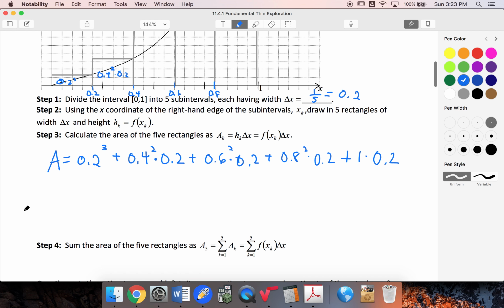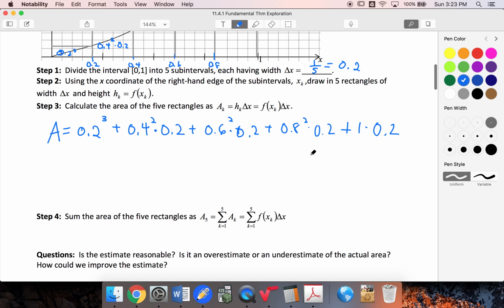So finding those 5 areas, I could condense this sum. I know I've got a sum of 5 terms. So my area of 5 rectangles is the sum of each of the 5 areas. The height of each rectangle was my 0.2 squared, 0.4 squared. So these are my different x values, my 5 different x values. So x sub k, so x sub 1 was 0.2, 0.4, etc. And then delta x is my width. So here we had our height from the function, and my delta x was my width.